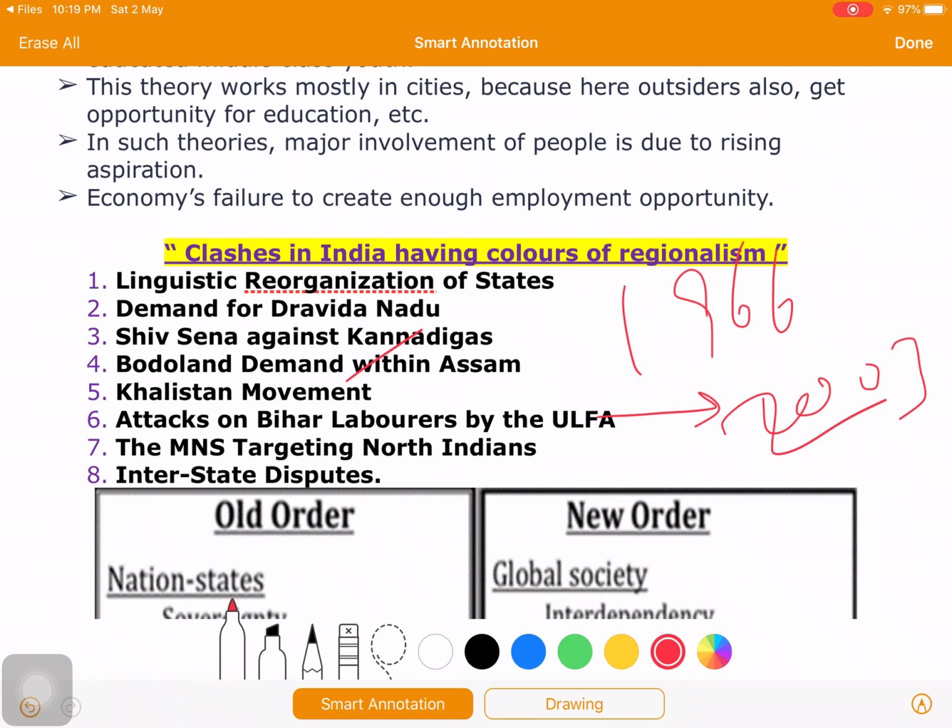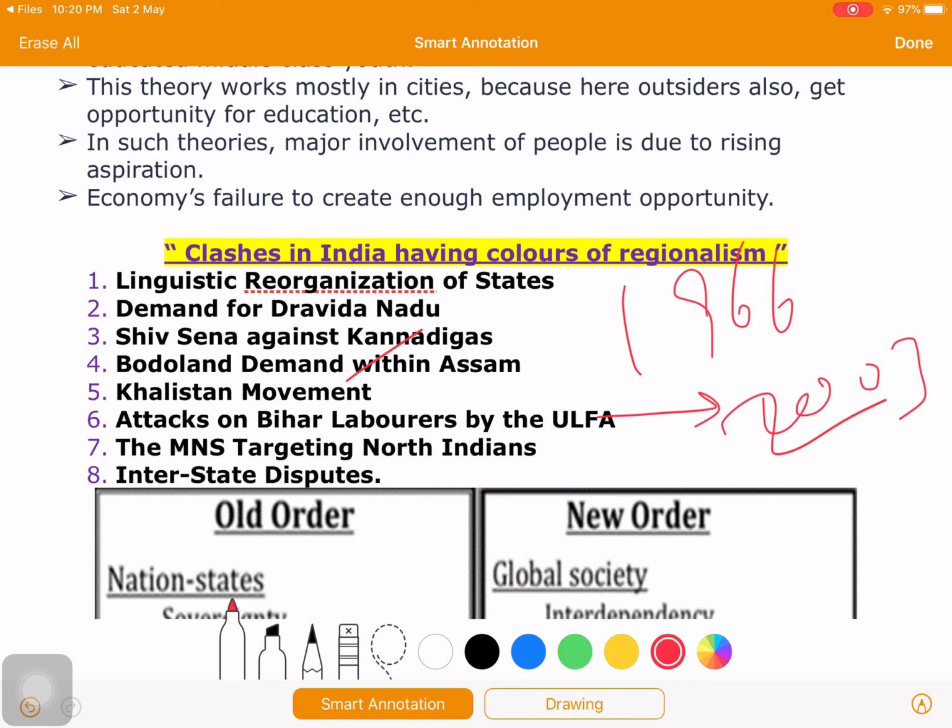So based on these, many types of agitations are coming into the picture. Likewise, there are many things here. I just highlighted the important ones which we need to bring up in our mains examination. Likewise, the MNS targeting the North Indians and the interstate disputes. Interstate disputes related to all forms, such as boundary disputes, for example, Karnataka and Maharashtra on the Belgaum region, where the Marathi speaking population is surrounded by Kannada speaking people, between Kerala and Karnataka on Kasaragod, and between Assam and Nagaland on the Rengma reserve forests.